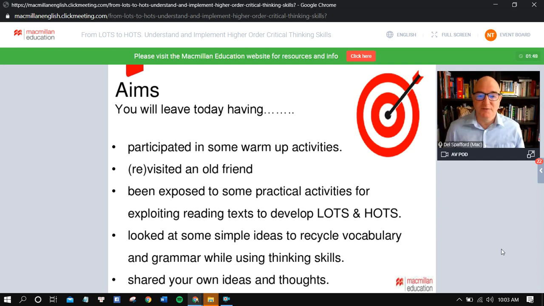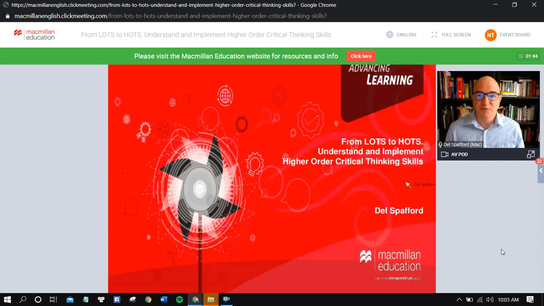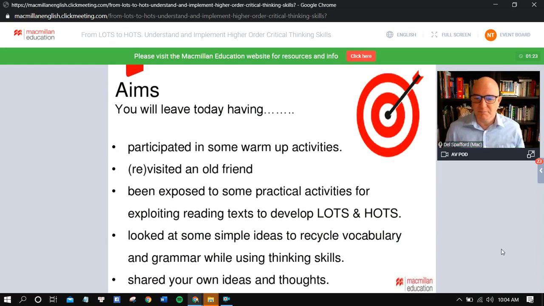Let's go back to the first slide to give you a clue. Yes, you've got it. Higher order thinking skills. So what about LOTS? If HOTS are higher order thinking skills, what are LOTS? Exactly, yes, you've got it. So we've got lower order thinking skills, LOTS, and we've got HOTS, higher order thinking skills. And we're going to see what the difference is between them.